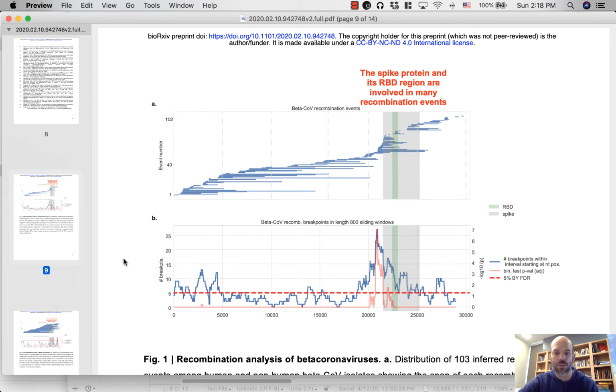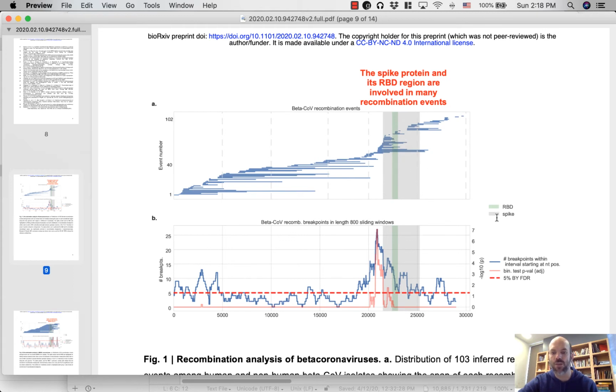This is a figure that you will recognize from the two previous papers that we've discussed. From left to right on both of these graphs is the coronavirus genome from 0 to 30 kb. And these are two different visualizations of the number of recombination events. This is each recombination event plotted along the genome, and this is a sliding scale abundance graph. It's the same idea.